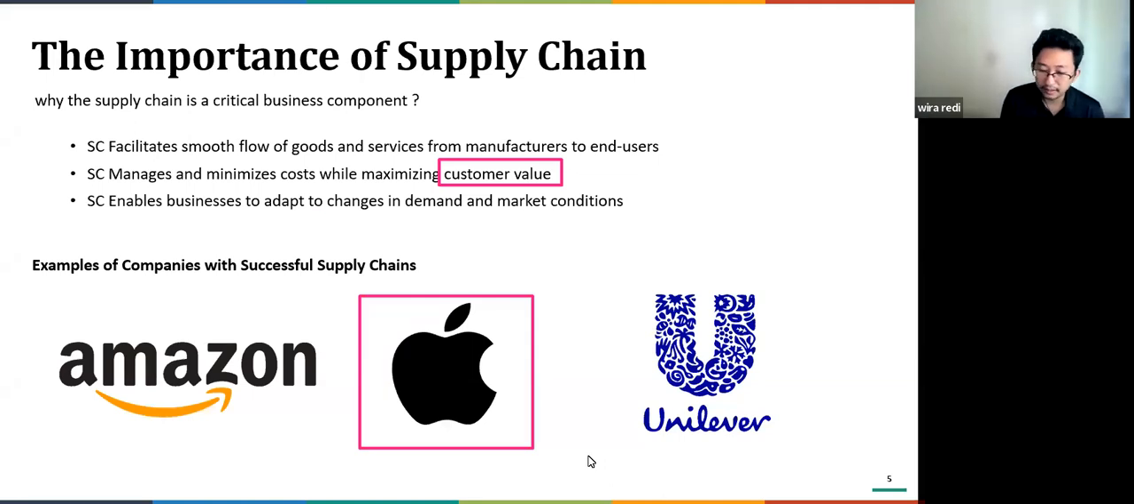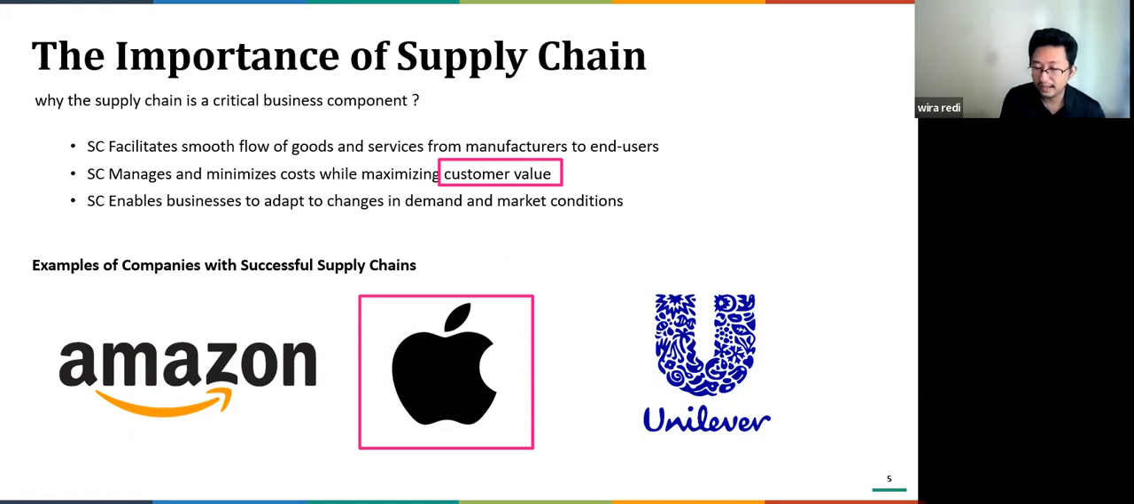So that's why when customers see their products, even if they know that the price is not that close to the basic ingredients of the phone, they still buy it because they value it. The customer values the product higher than the basic ingredients. Those are the customer value.